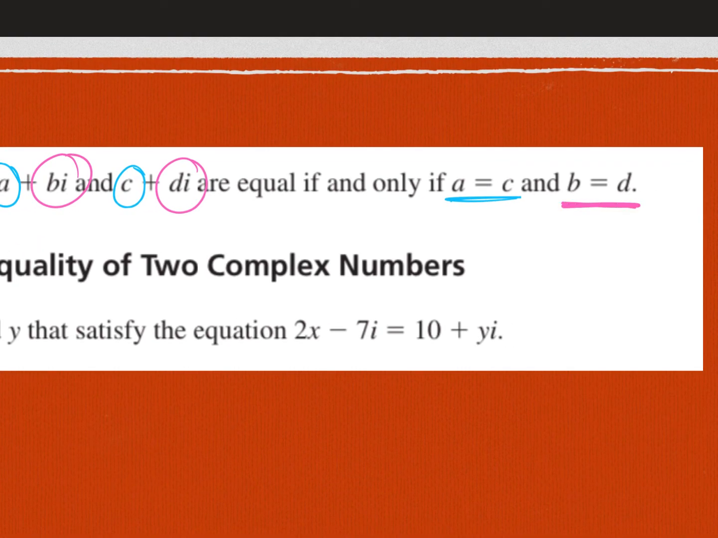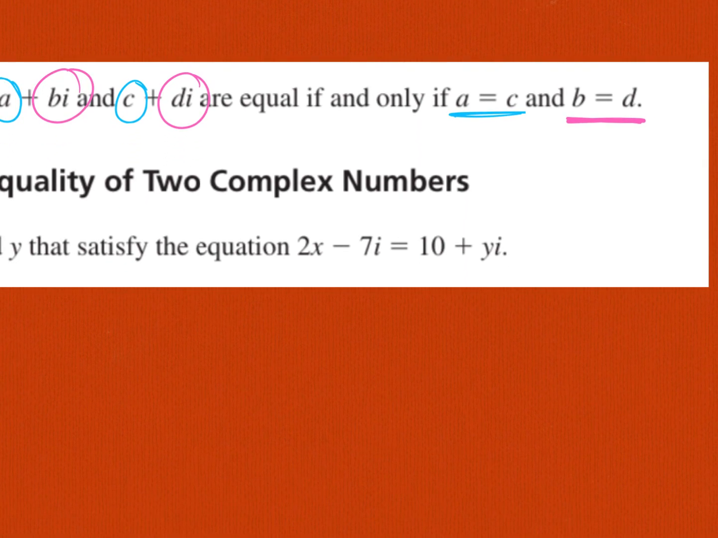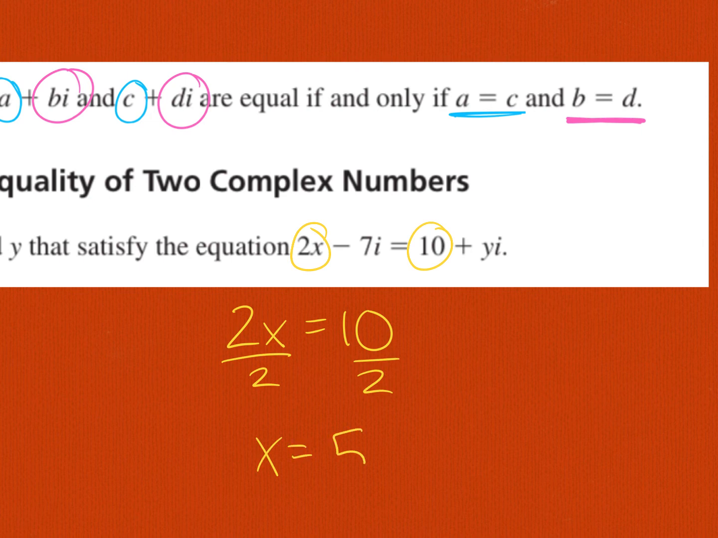So B and D. So whenever we have an equation like this, where a complex number is equal to a complex number, I just need to set the real parts equal and then the imaginary parts equal. So I make my own two little equations here and solve them separately. So looking at our example 2 here, what are the real parts? 2x and 10. So I would say 2x is equal to 10. Now how can I solve for x? Divide by 2. So what does x equal? 5. So there's one of my answers.